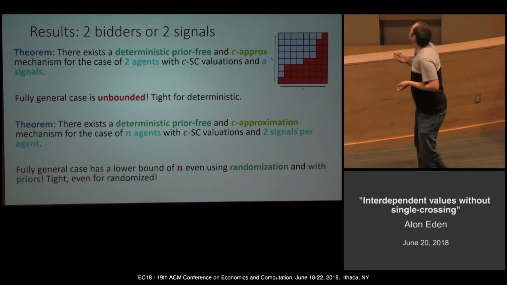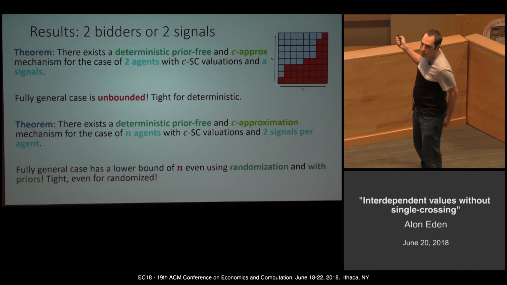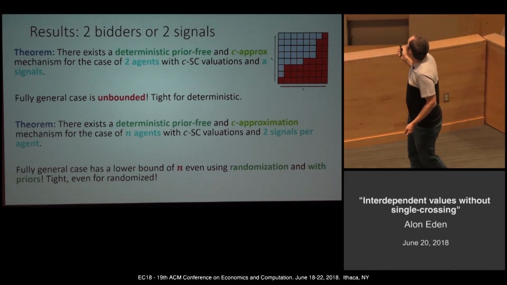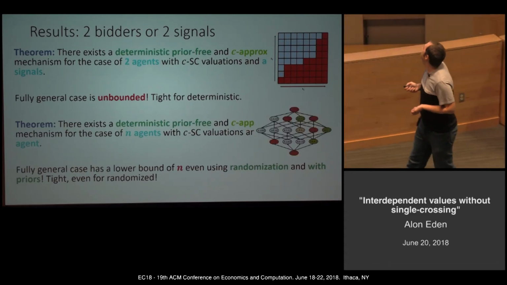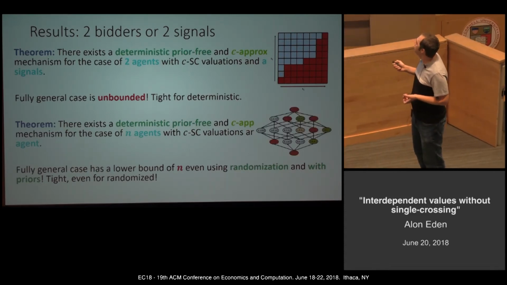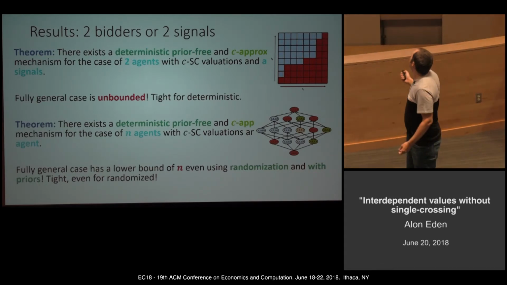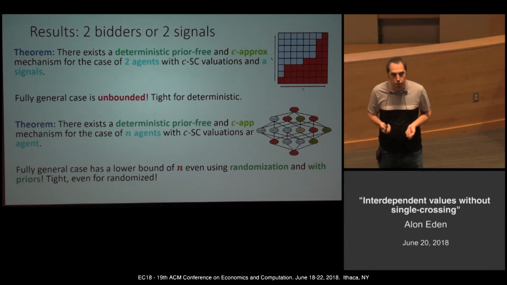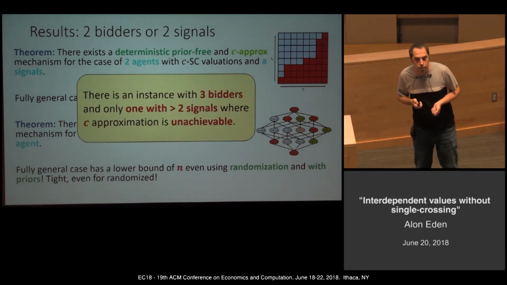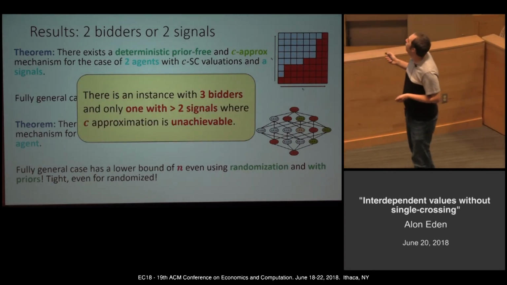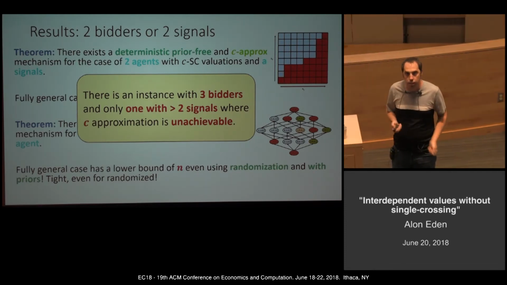Okay, let me talk about the mechanism a bit. So the first one is just, because we have 2 pairs, the bid space is just a matrix. So we found a way to color the matrix in a way that is C approximation everywhere. And the case of n bidders and 2 signals is just a hypercube. And we found a monotone allocation, a monotone coloring of the hypercube that gives this approximation. And you might think that we can always get C, but the answer is that there is an example with 3 bidders and only one has more than 2 signals in which we cannot get C. So C is not always the right answer.